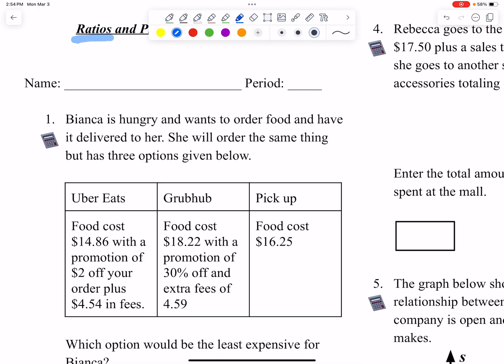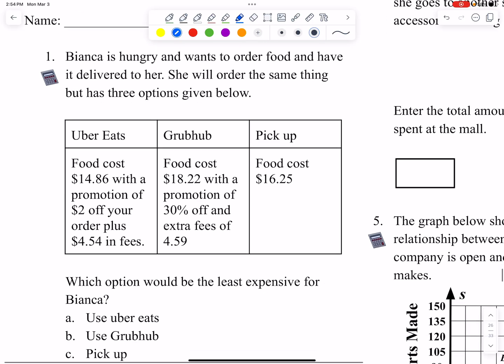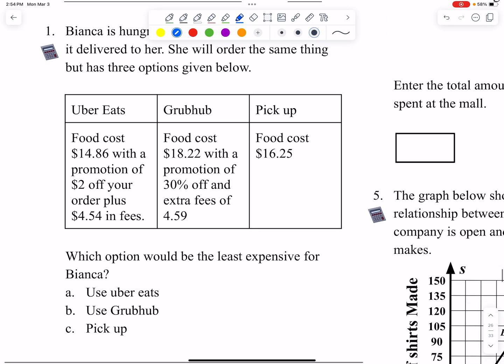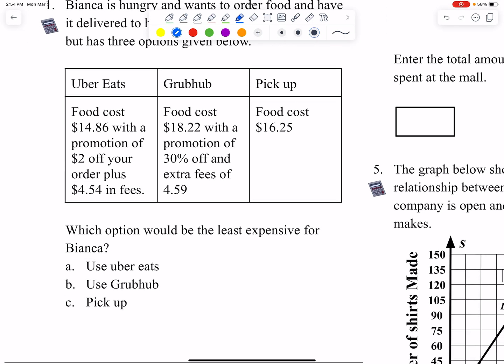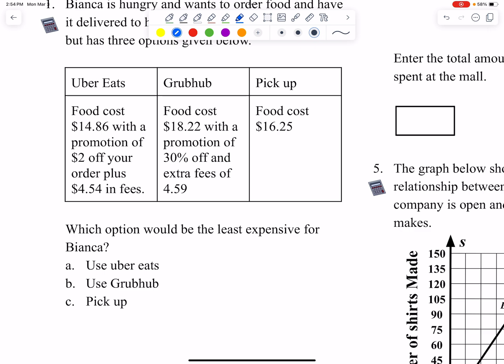So Bianca's hungry and wants to order food and have it delivered to her. She will order the same thing, but has three options given below: Uber Eats, Grubhub, or Pick It Up. So which option would be the least expensive for Bianca? It looks like I already have 16.25 to compare, and I would have said, well, gas and driving. No, I guess they're not including that.